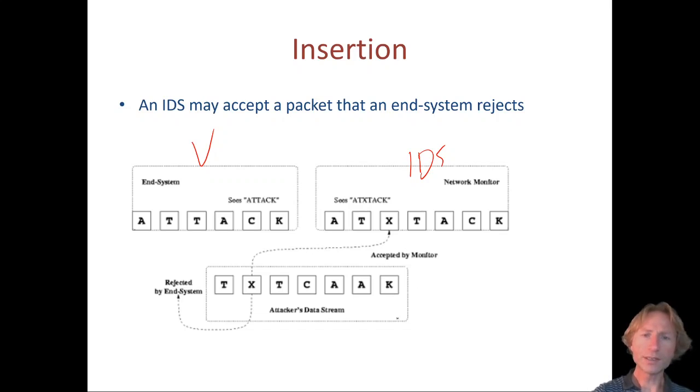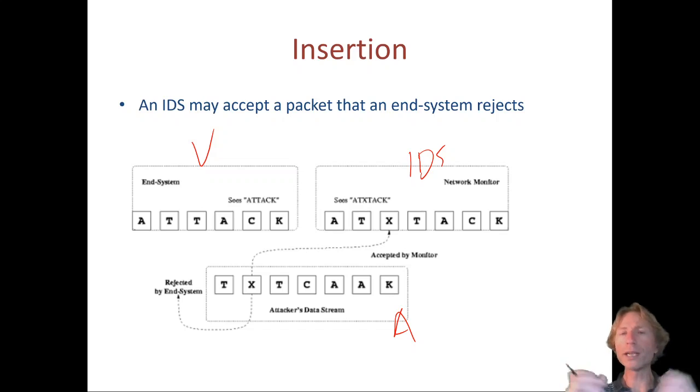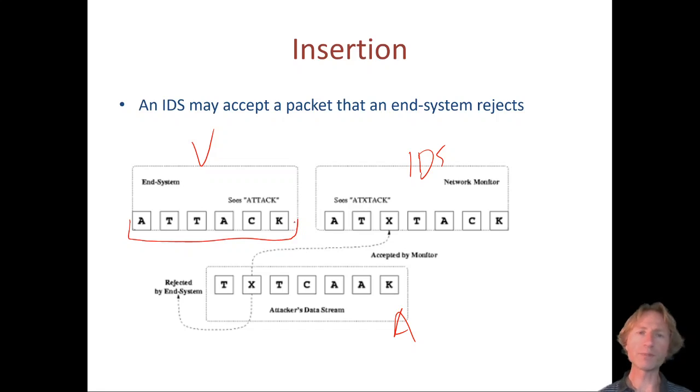And the attacker sits here. So what the attacker wants to send to the end system is some combination of packets that make up an attack, right? So it wants to have this received by the victim. And it makes use of the fact that the way the IDS processes packets is a little different from the way the victim processes packets.